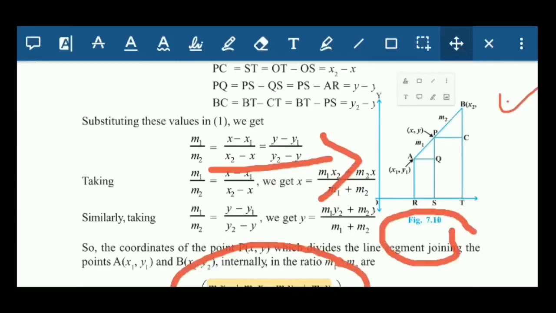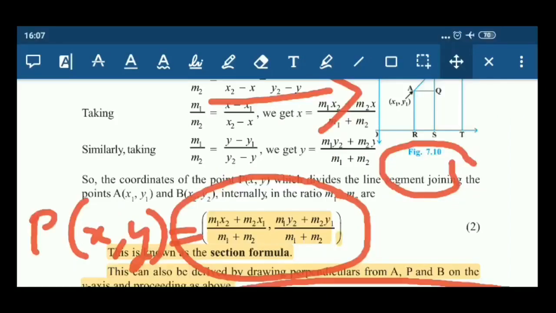See the figure 10.10. There is a line segment. The name of the line segment is AB. The coordinates of A are x1, y1 and the coordinates of B are x2, y2. You can see a point P lies on this line segment which divides this line segment in the ratio m1:m2. By using the section formula, we will find the coordinates of a point P which divides a line segment AB in the ratio m1:m2, and this is known as the section formula.